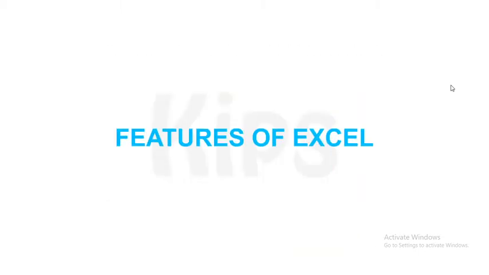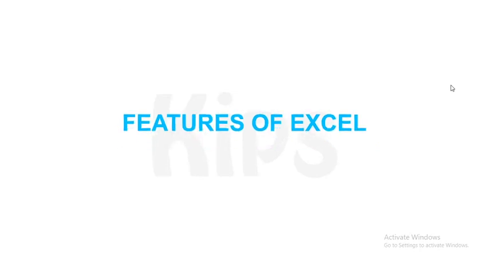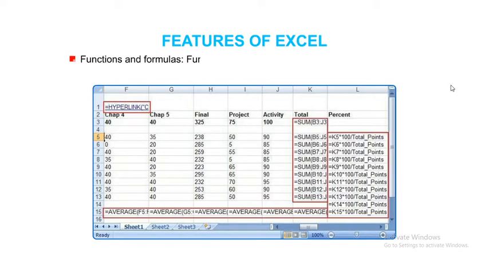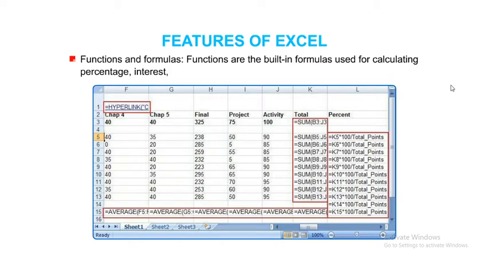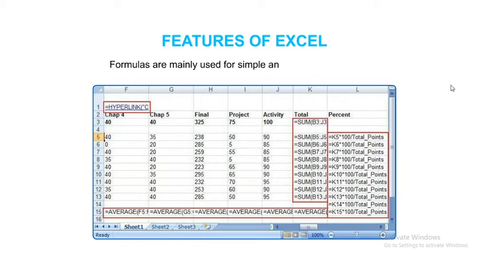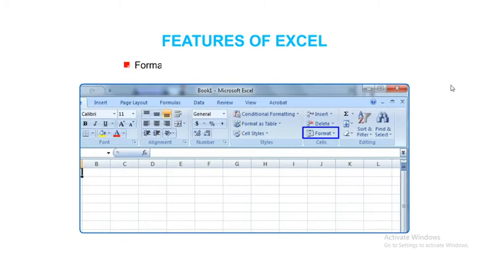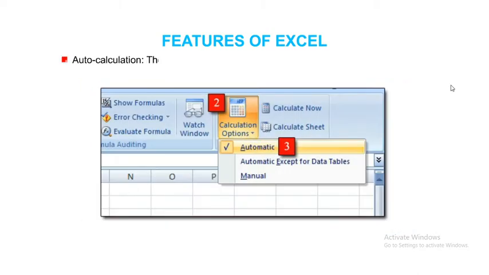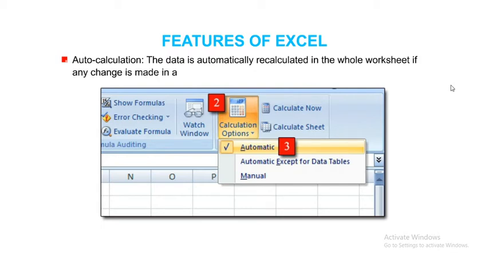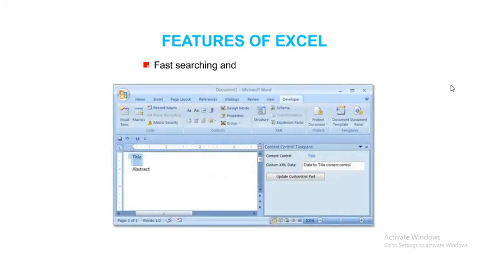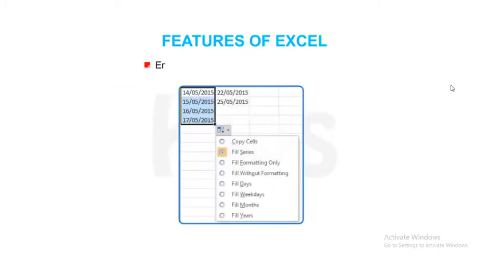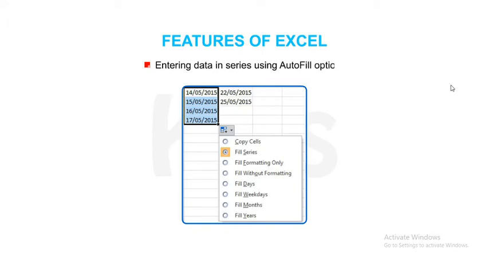Before moving forward, let us first discuss the features of Excel. Functions and formulas. Functions are the built-in formulas used for calculating percentage, interest, average, etc. in MS Excel. Formulas are mainly used for simple and complex calculations. Formatting features improve the appearance of data. Auto calculation. The data is automatically recalculated in the whole worksheet if any change is made in a single cell. Fast searching and instant replacing of data.